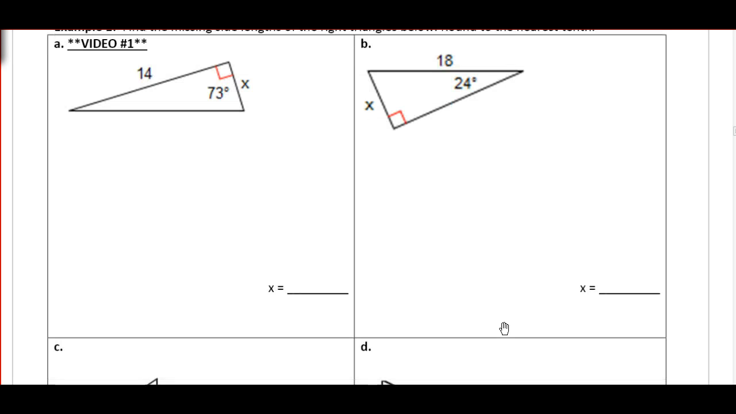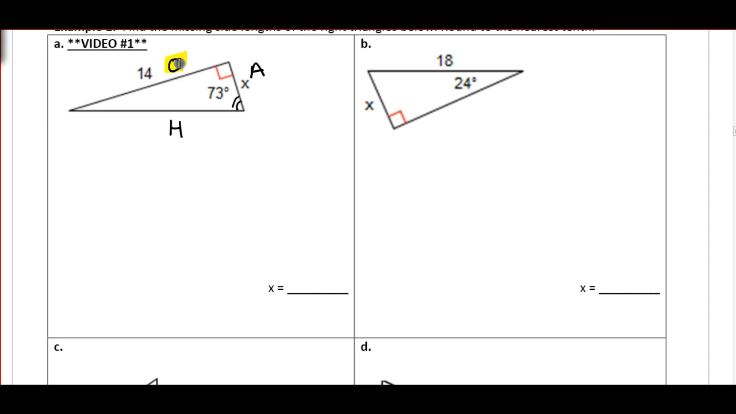For this first one, I've got a right triangle with a 73-degree angle here. This is my hypotenuse. This is my opposite side. And this is my adjacent side. One of the most important things here is to be able to identify which two sides of the triangle you're working with, and then from there, figure out what trig function involves those two sides.